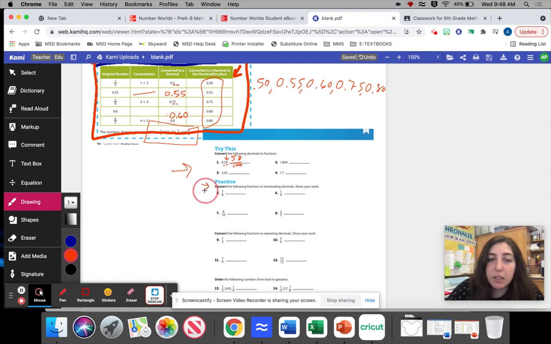And then practice for this section is asking you to convert the following fractions to terminating decimals. So it tells you that the decimal is going to terminate. All you need to do is divide the numerator by denominator. So in your calculator, you're going to do 7 divided by 8 and get your answer. Okay, you're going to do that for each of those problems.